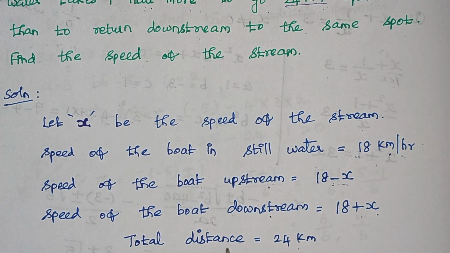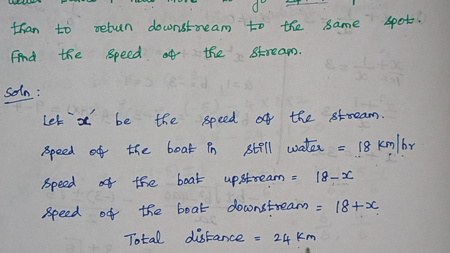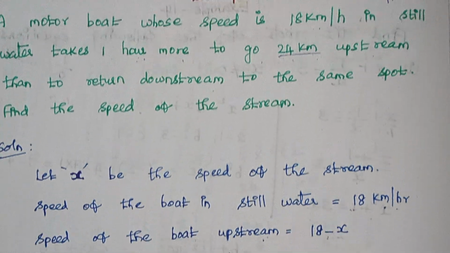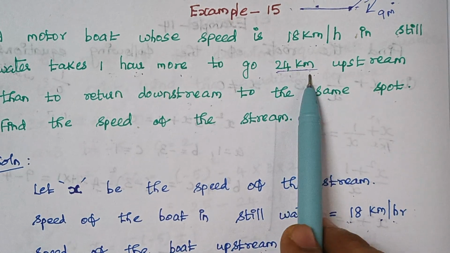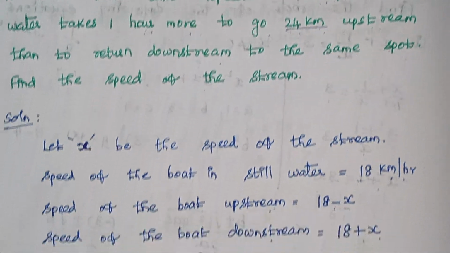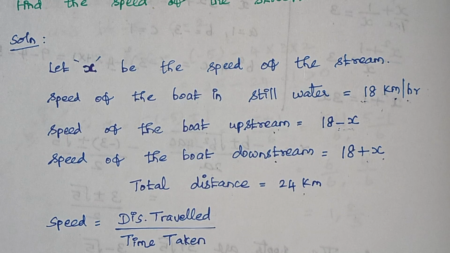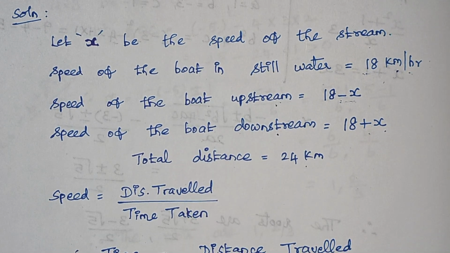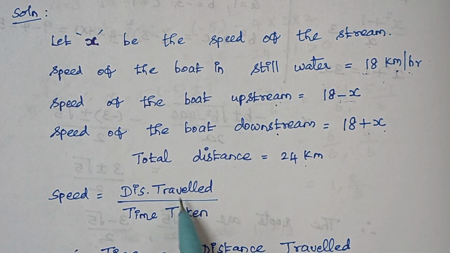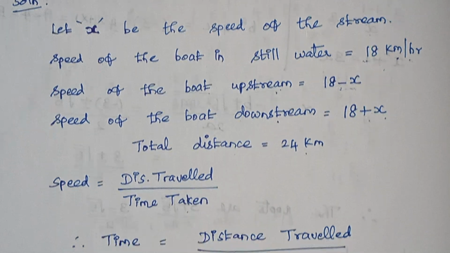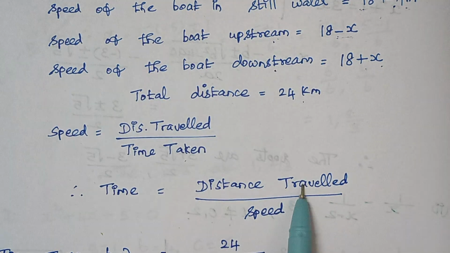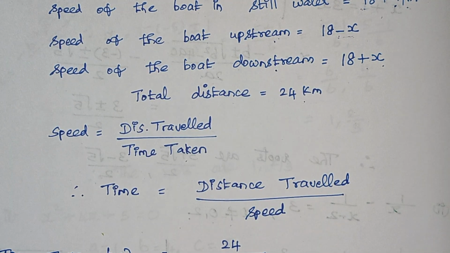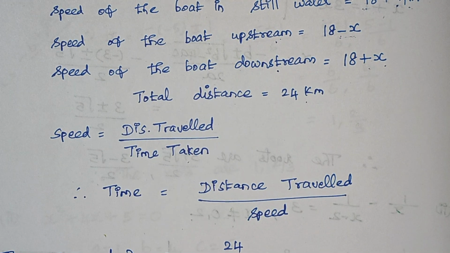Now what is the total distance? The total distance is 24 km. It is given in the problem. It has to go 24 km upstream. So the total distance is 24 km. What is speed? Speed is nothing but distance traveled divided by time taken. So rewriting, time taken is nothing but distance traveled divided by speed. This is the time taken.